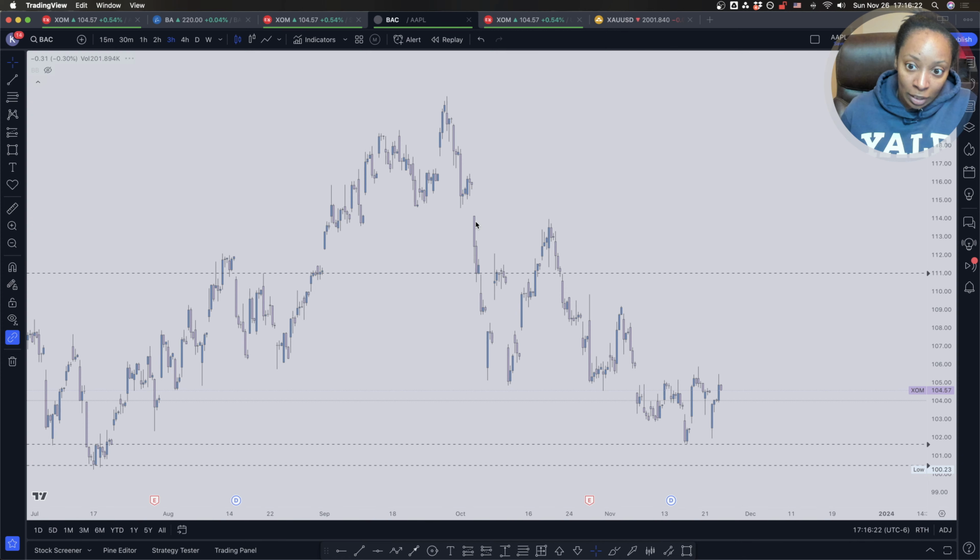So if it goes below 29.17, then it has a higher probability of coming down to 27.49, and that's around the area that I am looking to buy. So probably just 100 shares on that, because I do want to buy some United Airlines, and we'll talk about that in a second.